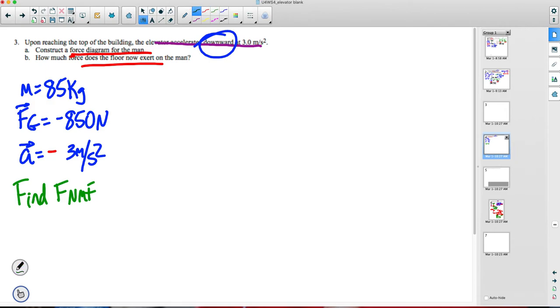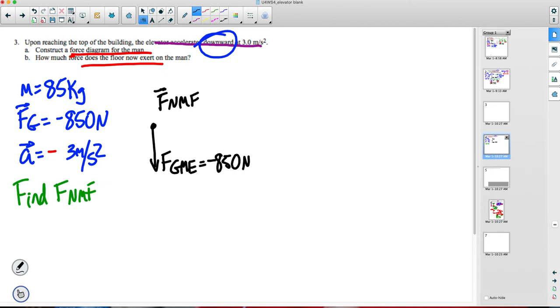So, force diagram, here's the center of mass. We're going to use the exact same size force of gravity as we did in the previous one. The force of gravity on the man by the earth equals negative 850 newtons. And then we need a force normal on the man by the floor.